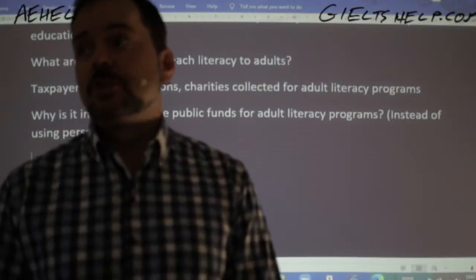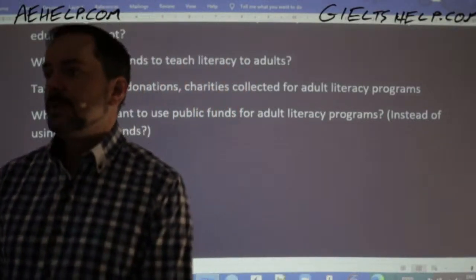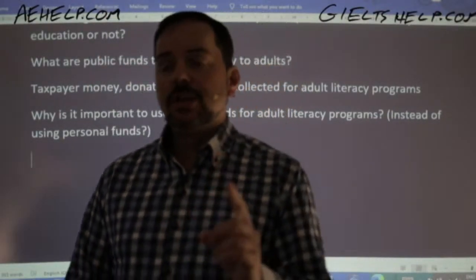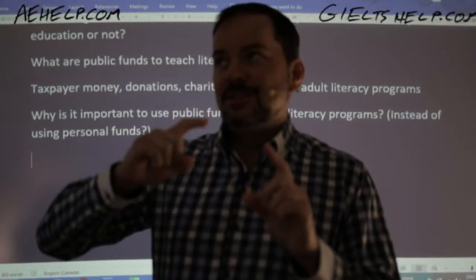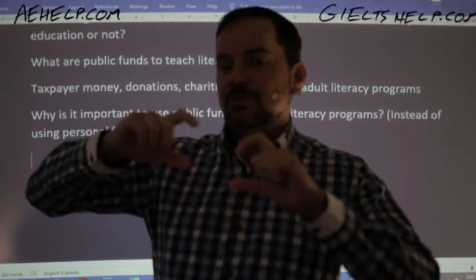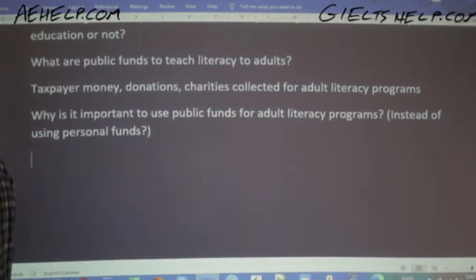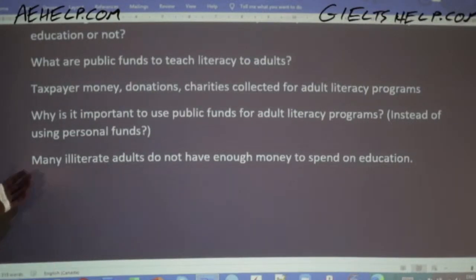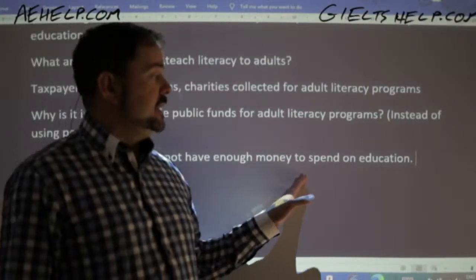Yeah, DeBarak, absolutely. So why should governments use public funds, okay? Okay, so Rajveer says, impoverished adults cannot spend money on education. Okay, Rajveer, good. You have the right idea. Make sure to express the full idea, okay? So, okay, as we know, many illiterate adults do not have money to spend on education.